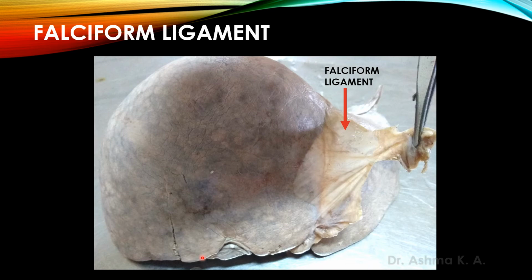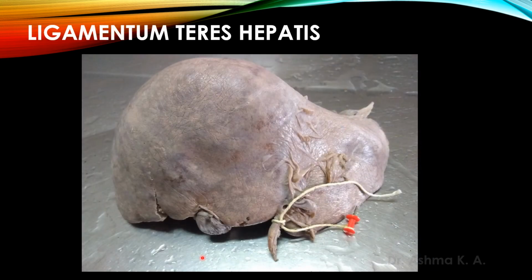The falciform ligament is thus a double layer of peritoneum. It is attached to the anteroabdominal wall above the umbilicus and extends to the anterior surface of liver. The posterior free margin of the falciform ligament contains the ligamentum teres hepatis, which is the obliterated left umbilical vein. In this picture, the tight structure is the ligamentum teres hepatis, which is the content of the free posterior margin of the falciform ligament.